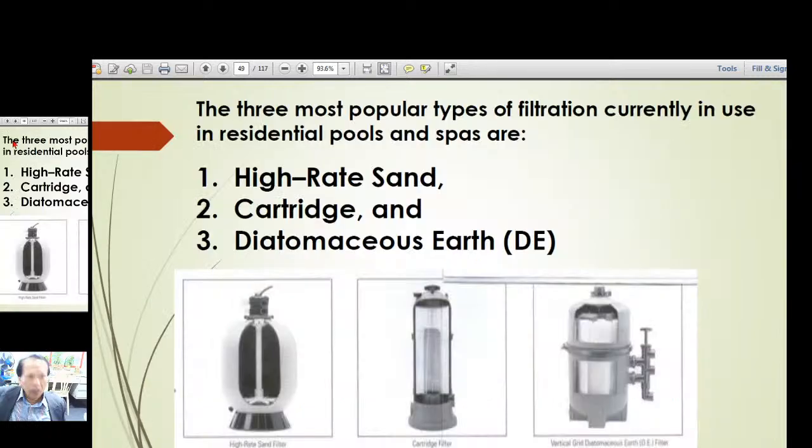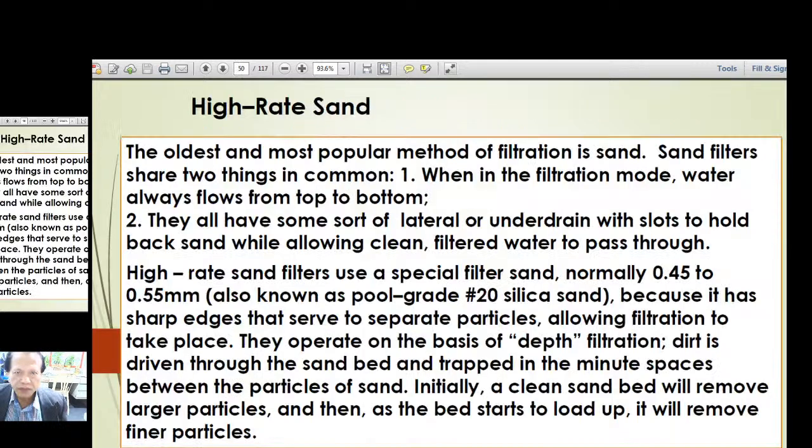The 3 most popular types of filtration currently in use in residential pools and spas are: number 1, high rate sand; number 2, cartridge type; and number 3, the diatomaceous earth or DE. Okay, so here you have the sand filter, then the cartridge type, and the diatomaceous earth.